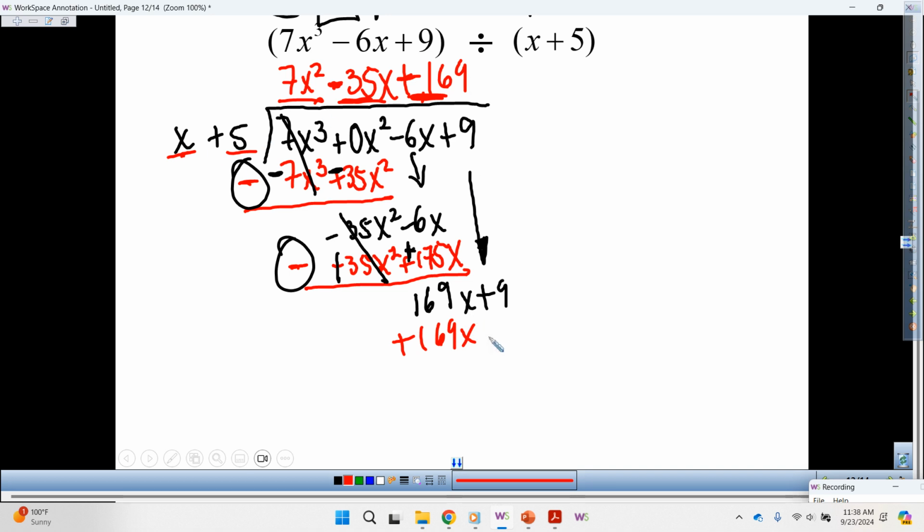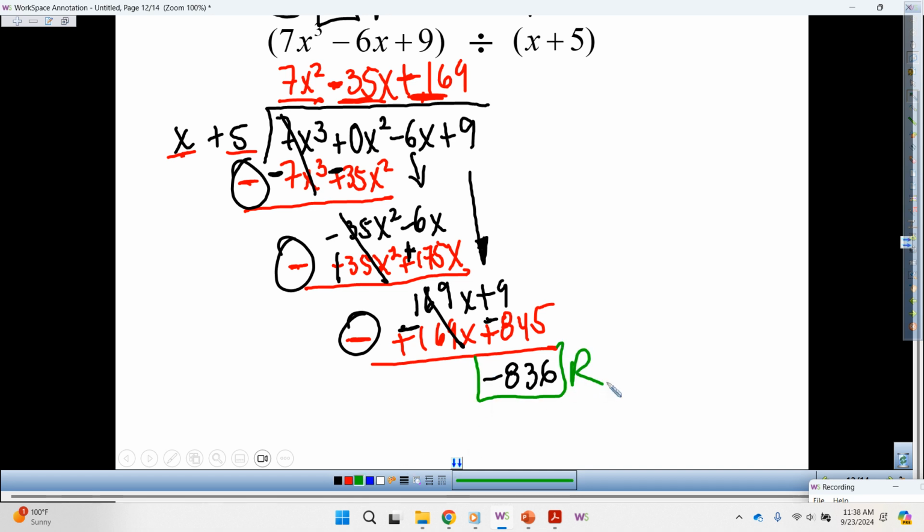And 169 times 5, that gives us, calculators calculate 169 times 5. What is it? 845. Subtract, minus, minus, cancel. Negative 845 plus 9, that's negative 836. Box that in green. Let me show you what we're going to do with that, because this is the first time we get a remainder other than 0.